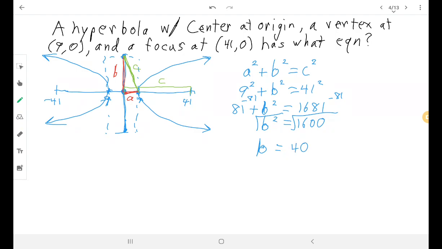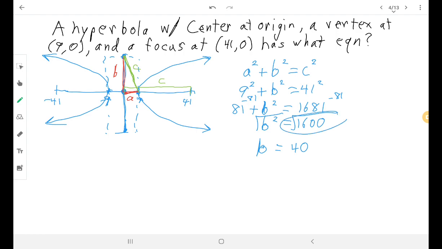Okay? You can figure that out if you want. Split 1600 into 16 times 100, and then the square root of 16 is 4, and the square root of 100 is 10, and 4 times 10 is 40. So now I have B.